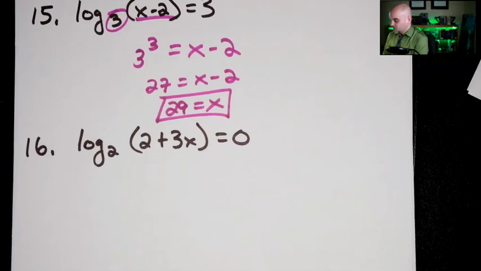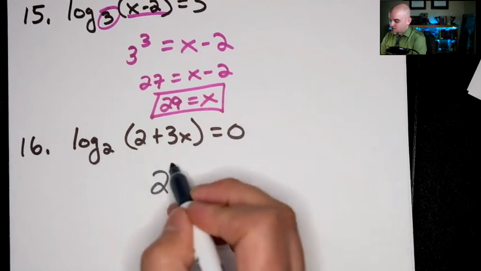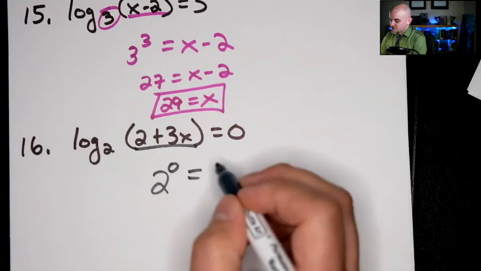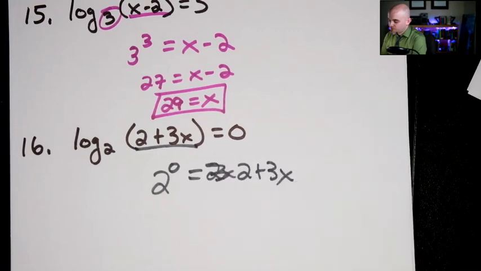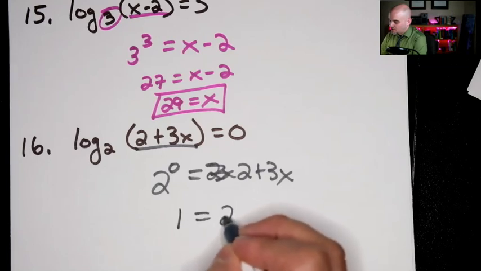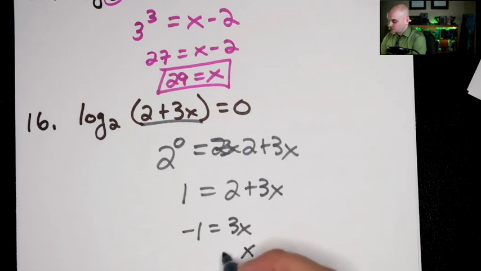Number 16. Once again, I've got base 2. I'm going to make it in exponential form, so 2 raised to the 0 must equal what's inside here, not 2x, 2 plus 3x. And then I need to solve for x here. Now, 2 to the 0 is the same thing as 1. So we get 1 equals 2 plus 3x. Subtract 2 from both sides, and you're getting negative 1 equals 3x, or x is equal to negative 1/3.